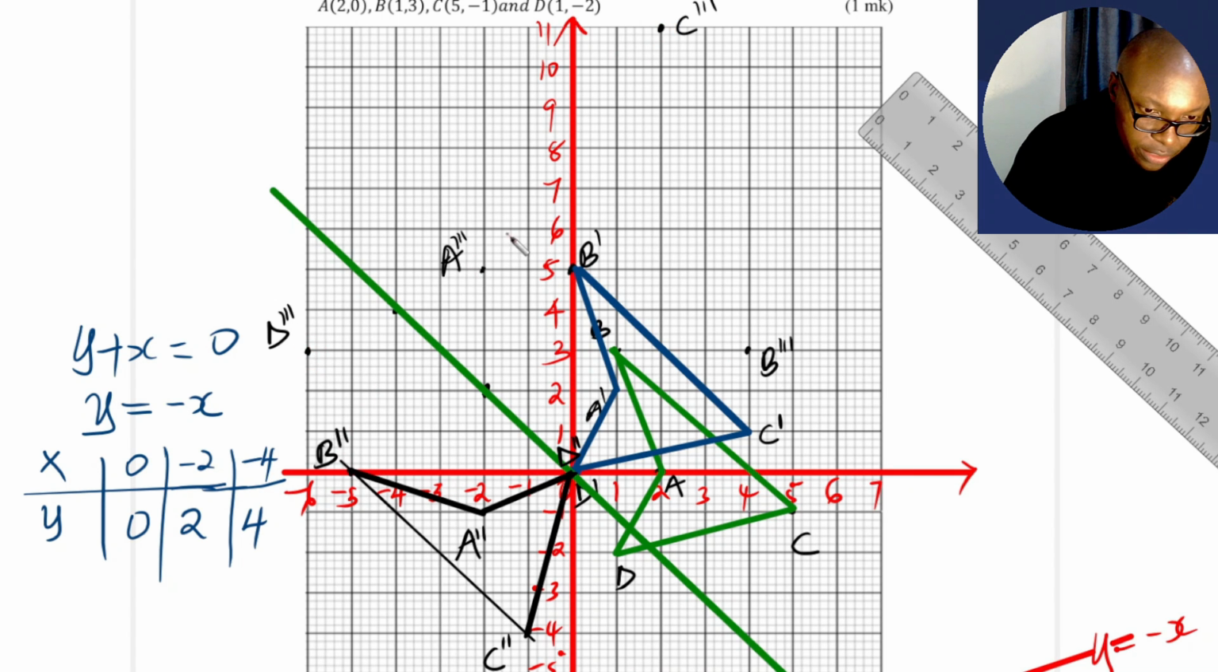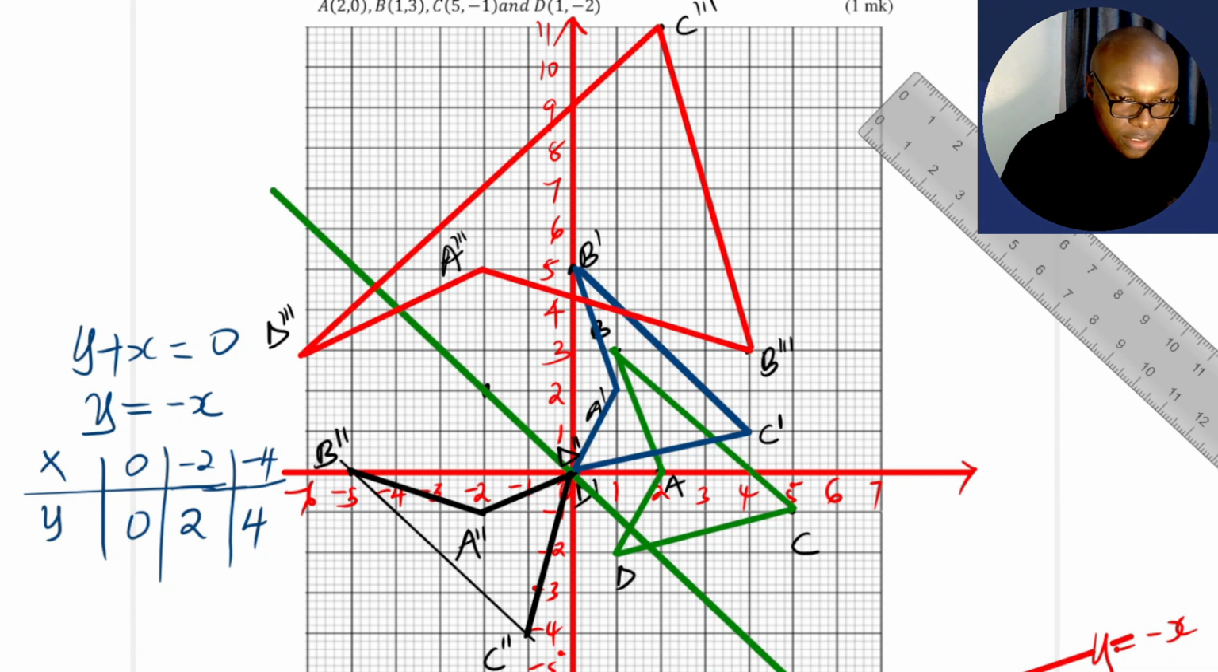So we join A3 to B3. We start with that, A3 to B3, using a straight line like that. Then B3 to C3, and then C3 to D3 like that. And then D3 to A3 like that. So there we have the quadrilateral: A3, B3, C3, and D3.